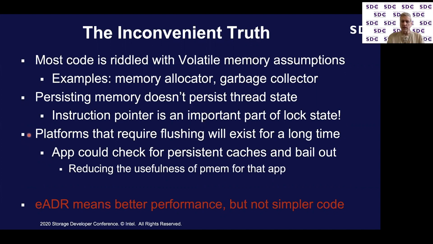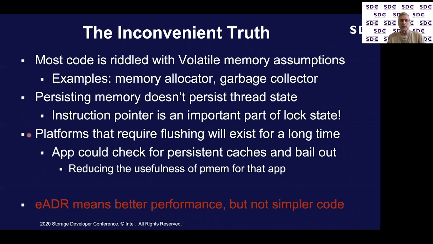And as I mentioned before, there's a big cost trade-off here, and people will be shipping platforms that have just ADR and not EADR for a long time. Now, you could run an application that only works with the ADR. It checks the ACPI property and bails out. Says, I can't run on this. You don't have EADR. But I think you'd be reducing the usefulness of persistent memory for that application because there are going to be systems of both types for a long time.